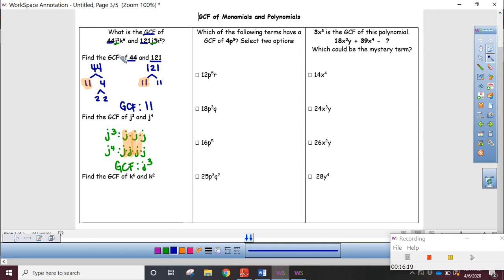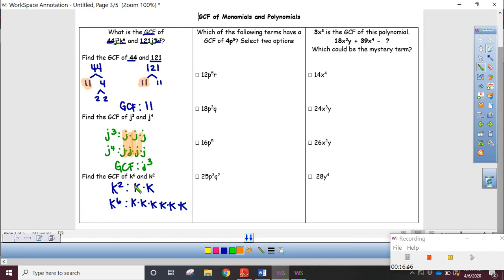Lastly, we can find the GCF of k to the 6 and k to the 2. Again, to make it a little bit easier, look at the smallest exponent. I'll work it out for you. k squared is the same thing as 2 k's, which is k times k. And k to the 6 is 6 k's: 1, 2, 3, 4, 5, 6. Now we want to see what we have in common. We have 1, 2 in common, which makes this GCF k to the 2.